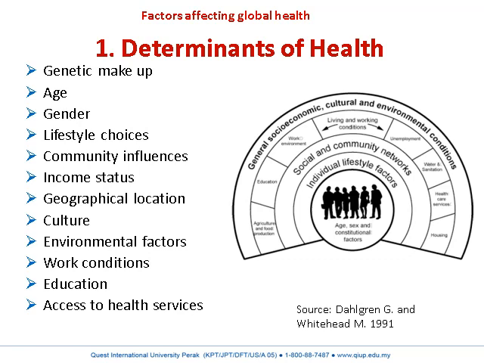Geographical location can affect health. Culture can affect health. Environmental factors can affect health. Work conditions, education, access to health services. The right side is showing the diagram on determinants of health. It is adopted from Dahlgren.